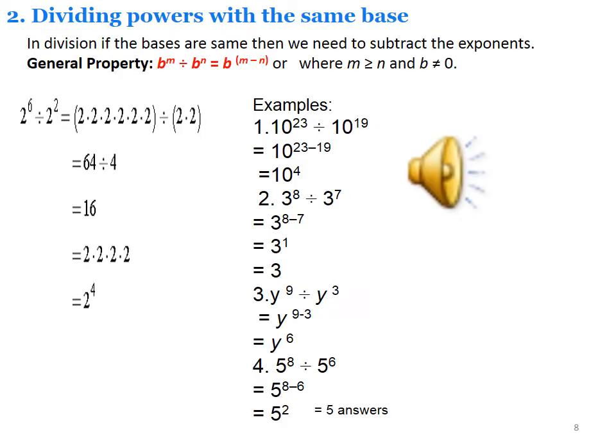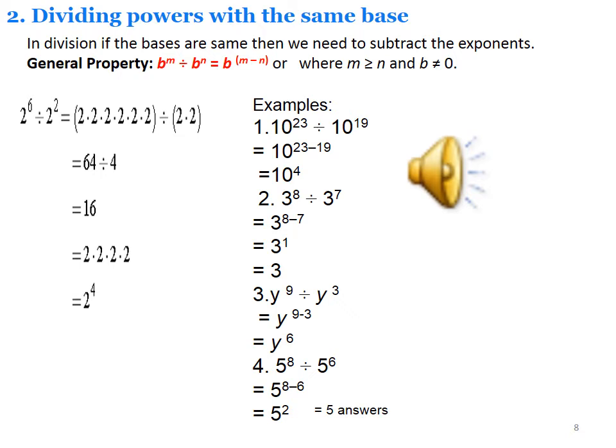Second rule, dividing powers with the same base. In division, if the bases are the same, then we need to subtract the exponents. Be very careful about the given situation, which is in red font or in red writing. 2 power 6 divided by 2 power 2, you can write it down in the form of a fraction, meaning you can shift 2 squared down in fraction. 2 power 6 means multiply 2 six times, and 2 power 2 means multiply 2 two times. If you multiply 2 six times, your answer is 64, and 2 multiplied by 2, the answer is 4. Once you divide 64 by 4, the answer is 16.